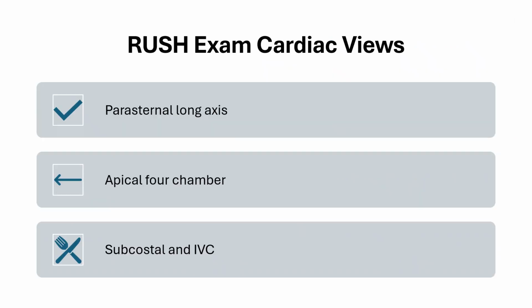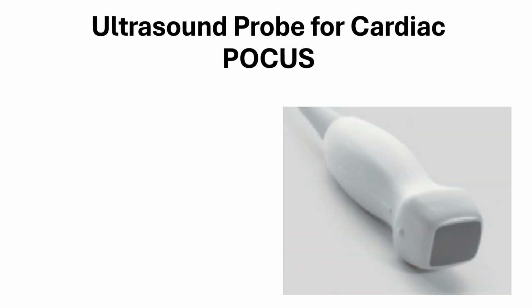So first, we'll start with the cardiac portion of a RUSH exam. You need to obtain 3 windows: parasternal long axis, apical 4-chamber, and subcostal view, including the inferior vena cava, or IVC. Like I mentioned, it is recommended to use a phased array probe, which is shown on this picture, for superior cardiac point-of-care ultrasound.